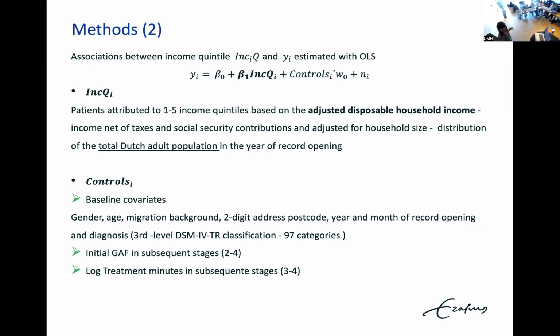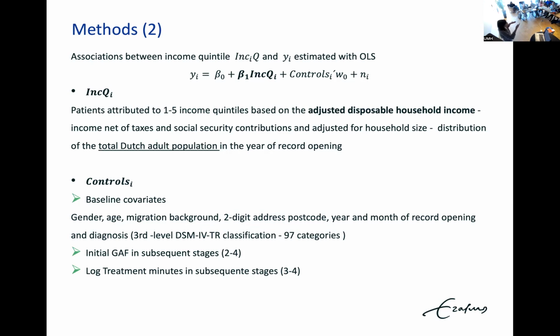And then year and month of record opening, and then the diagnosis. Here I also make a stop to say that we try to use it as detailed as possible. So we go up to the 3rd level and we have 97 categories of diagnosis that we use as dummies, to be as flexible as possible to control well. And this is what we use in all the outcomes.